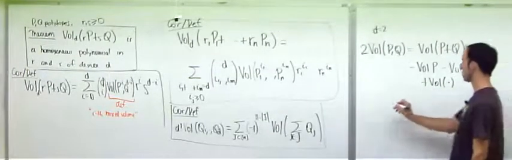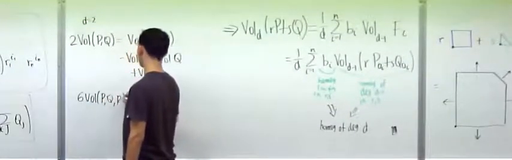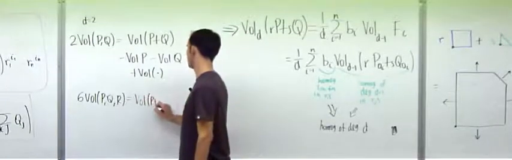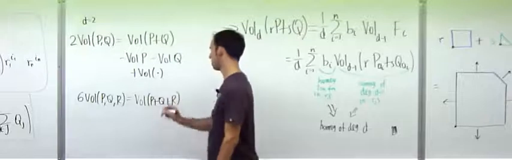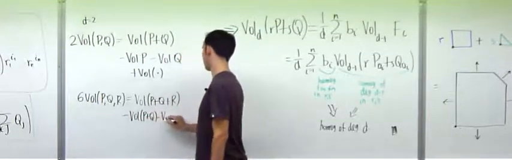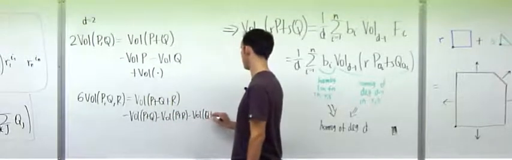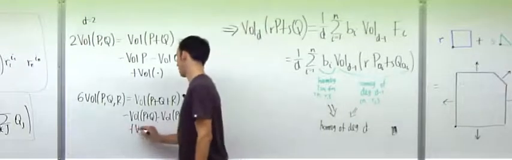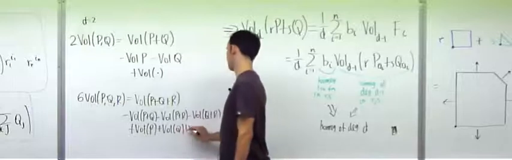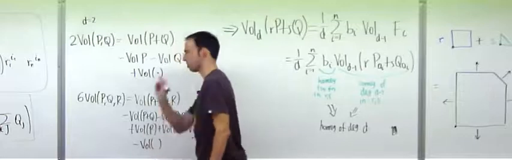Maybe let's do the next one just to make sure that you understand this one. So in 3 dimensions, what's 6 times the volume of P, Q, and R? What you do is you take the volume of the sum of the 3 things, then you subtract volume of P plus Q, volume of P plus R, volume of Q plus R, and then you add the volume of P, the volume of Q, the volume of R, and then you subtract volume of the empty sum.